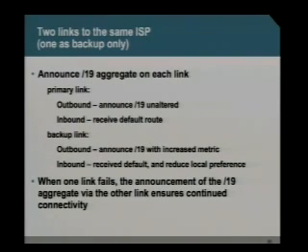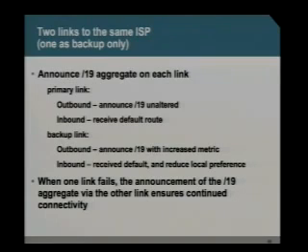So if you send a /19 with an increased metric, then it becomes the backup path. So your AS100 will see a metric of 0 on the primary path and a metric of, I don't know, 50, say, on the backup path. Inbound, you receive the default route from your upstream on the primary link.